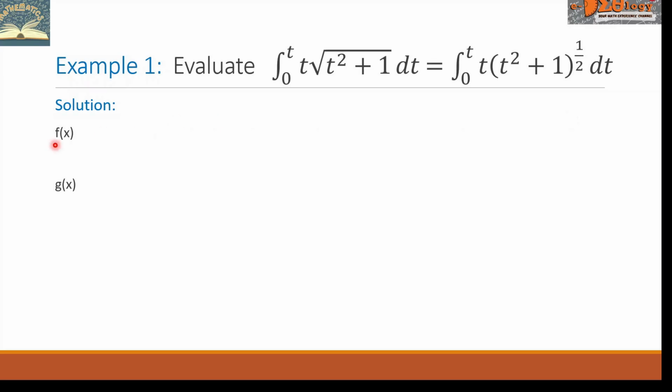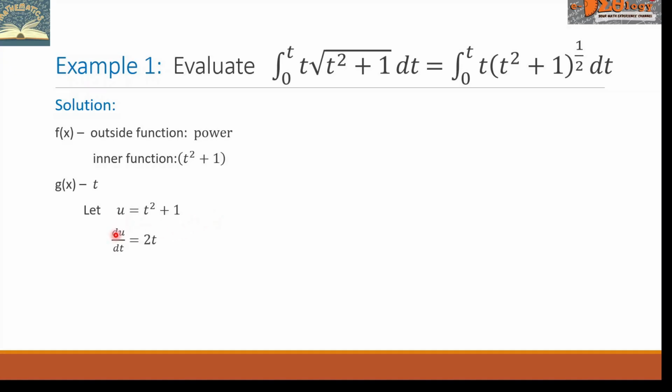Then we decide for the f of x and g of x. F of x is the bigger function. This is the t squared plus 1 with the power 1/2. But for the f of x, there are two parts. We call the outside function, and that is the power, which is 1/2, and the inner function, which is t squared plus 1. So g of x is this function t. We collect now the u, and that is the inner function t squared plus 1. Let us take derivative of this. Du over dt equals 2t.